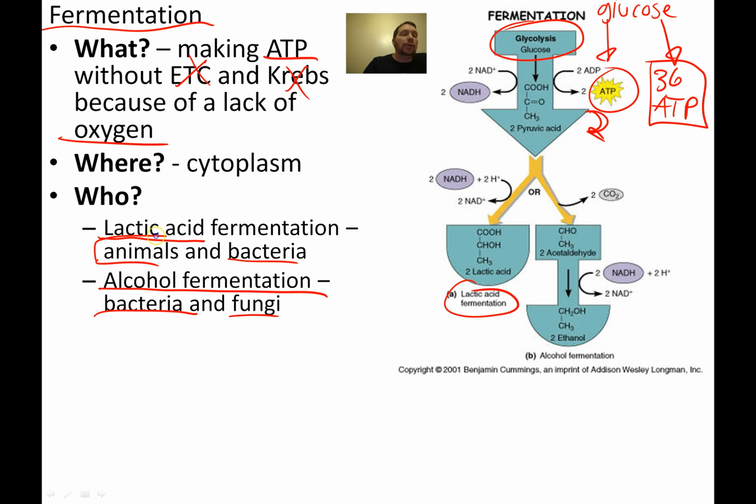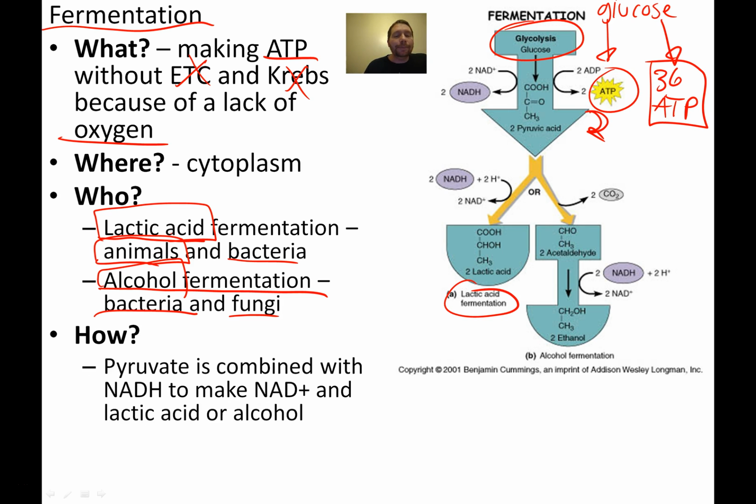Now, thank goodness animals do not do alcohol fermentation, because if that was the case, going for a run would get you drunk, and that would not be good, because this is how all alcohol is made by fermentation. Can you imagine you're running from a bear, and every time you run a little bit harder, you get a little bit more drunk? Eventually, the bear's going to catch you, and he's going to eat you. So that's why animals need to do lactic acid fermentation. It's a way to make ATP without getting drunk.